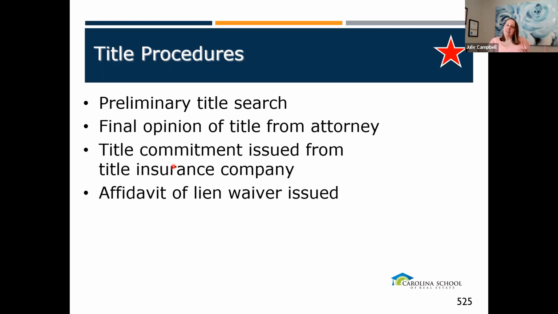And if something happens later that affects the title, insurance will probably go after the seller first, the former owner first, because they signed something saying this wasn't going to happen. And if the former owner is broke or dead or MIA, then title insurance will probably cover it on behalf of the new owner.